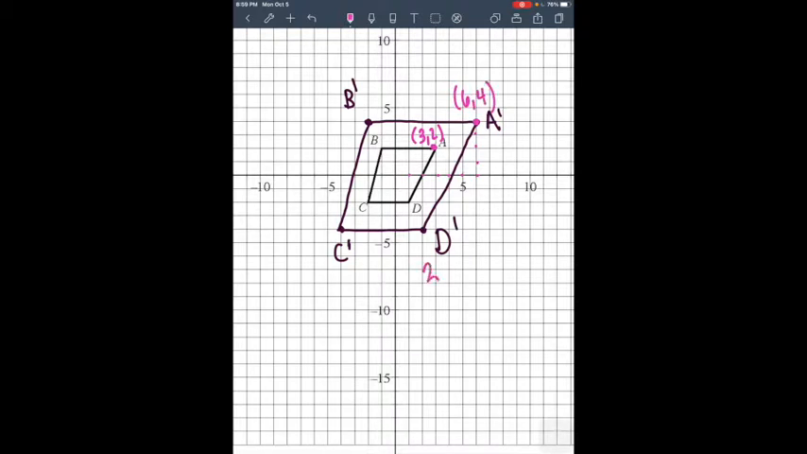So if I look at point 3, 2, which was A, and I look at point A prime, which was 6, 4, I multiply 3 by 2 to get to 6, and I multiply 2 by 2 to get to 4. So again, the factor is 2, and I'll show you that with the factor of 3.